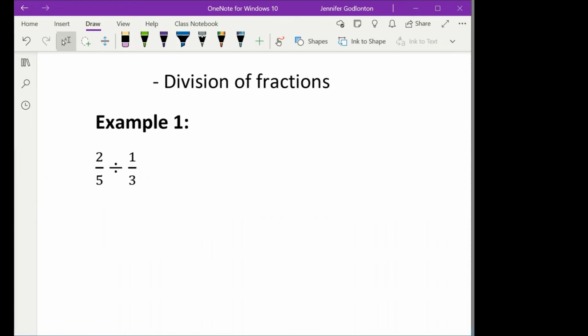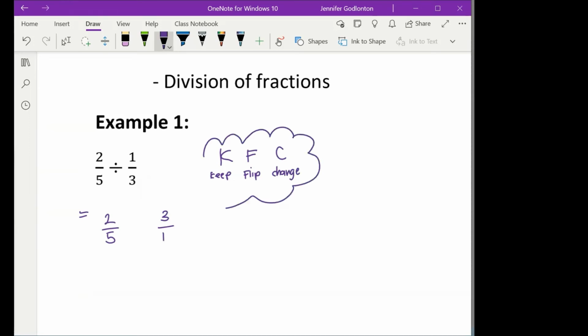Absolutely. Good. Okay. So what we do is we keep the first one, and I'm going to write these letters so you eventually see what I'm writing. So we're going to keep this first one. We're going to say 2 over 5. We're going to flip the second one to make it 3 over 1. And then we're going to change the sign. And everyone should know KFC. It's around everyone's corner, okay? KFC is a nice, easy thing to remember. And when we see division of fractions, we can think KFC. We keep the first fraction, we flip the second fraction, and we change the sign.